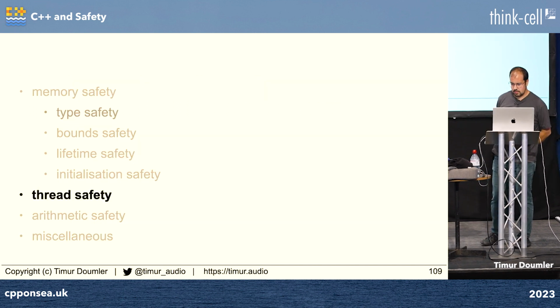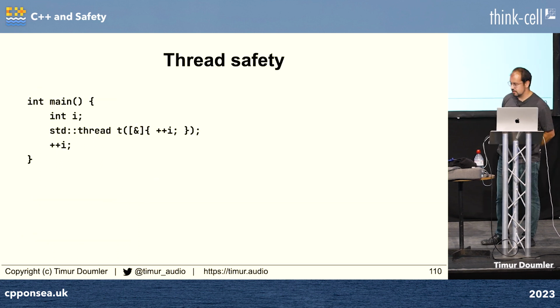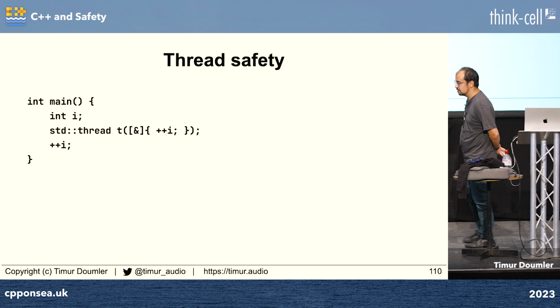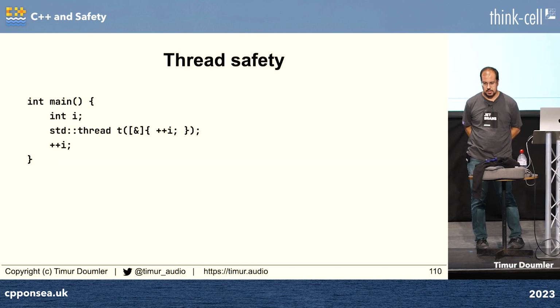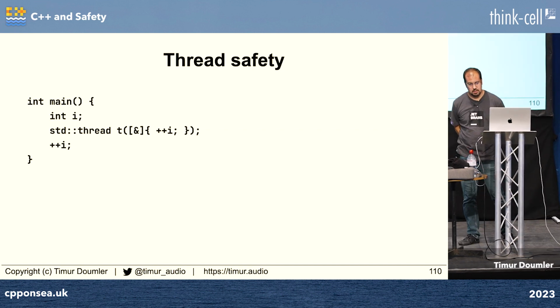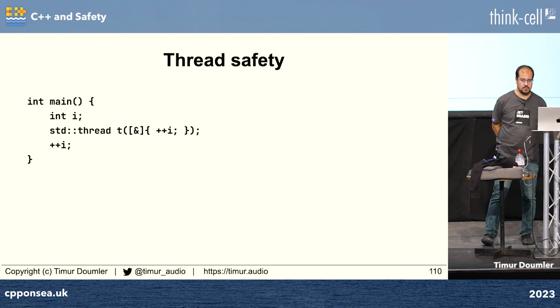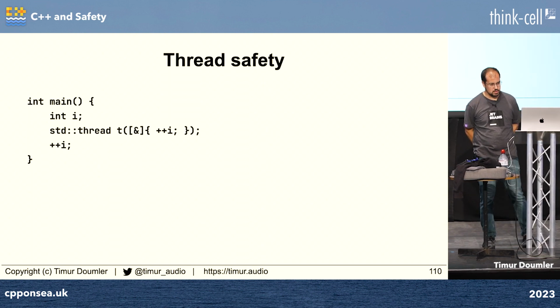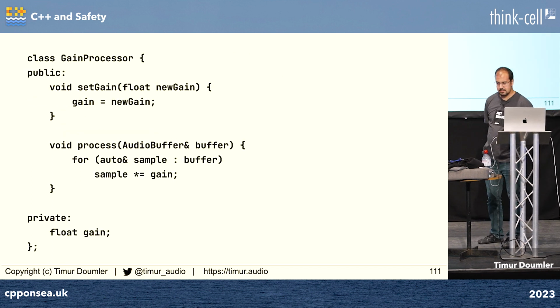Okay, and now there's thread safety. So it turns out in C++, nothing prevents you from doing something like this, right? You have a variable, and you write into it from a thread, and you write into it from another thread as well, right? And that's a data race, that's undefined behavior. Your compiler is allowed to optimize based on the assumption that this is never going to happen, and you're going to get very weird things. In practice, this actually does happen.